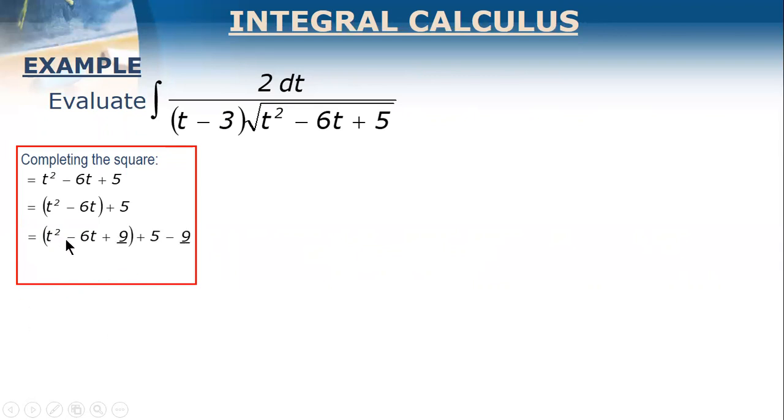So the result is that this trinomial can be written as a perfect square trinomial: (t minus 3) squared, and plus 5 minus 9 is negative 4. So this is the result: (t minus 3) squared minus 4. Because if you expand this, the result is this. So from this one, we'll replace it by (t minus 3) squared minus 4.